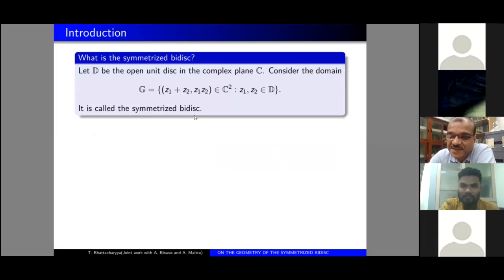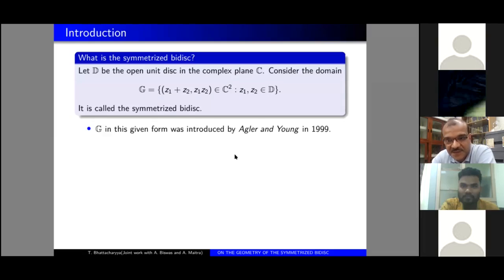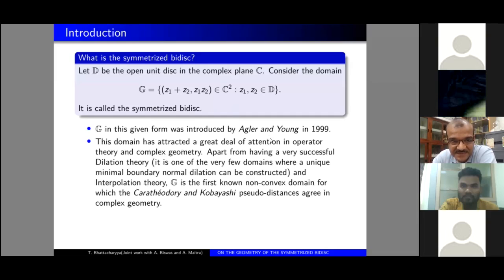The set that we are going to consider is this. The name is self-explanatory. It's the symmetrized bidisc, because you take the bidisc and then symmetrize it, apply the two elementary symmetric functions on it, and you get this. Now, in this form, the set was introduced by Agler and Young at the end of the 1990s. It has attracted a great deal of attention, both in the operator theory and the complex geometry communities.